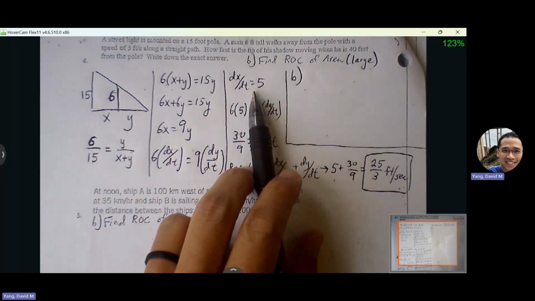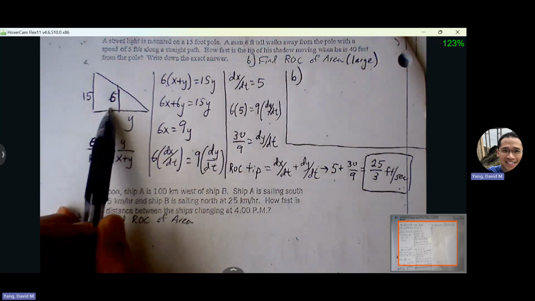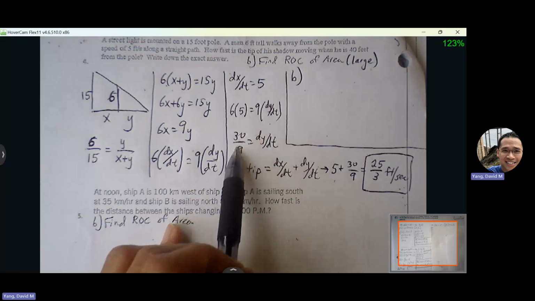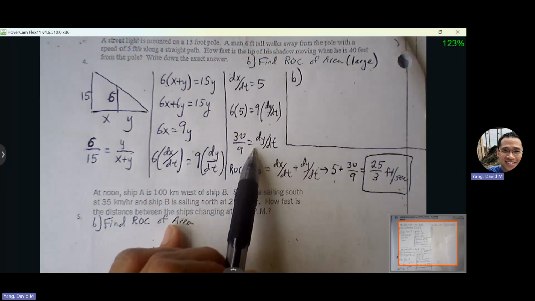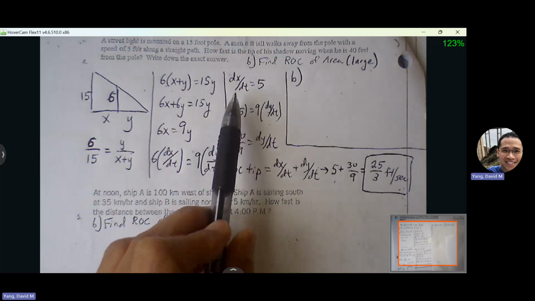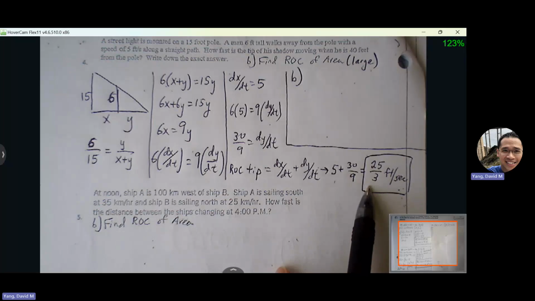dx/dt is the rate of change of the person walking. He's walking away from the lamppost, so dx/dt is positive. We put that into the derivative equation. We get 30/9. This is the length of the shadow changing, but the problem is asking for the tip. So we take the length of the shadow changing plus the person walking, add those two rates together, and we get the rate of the tip.